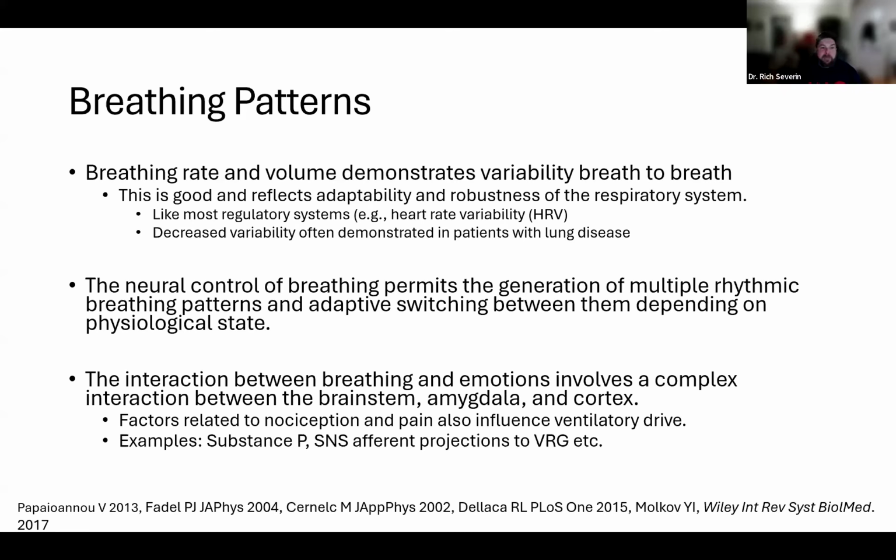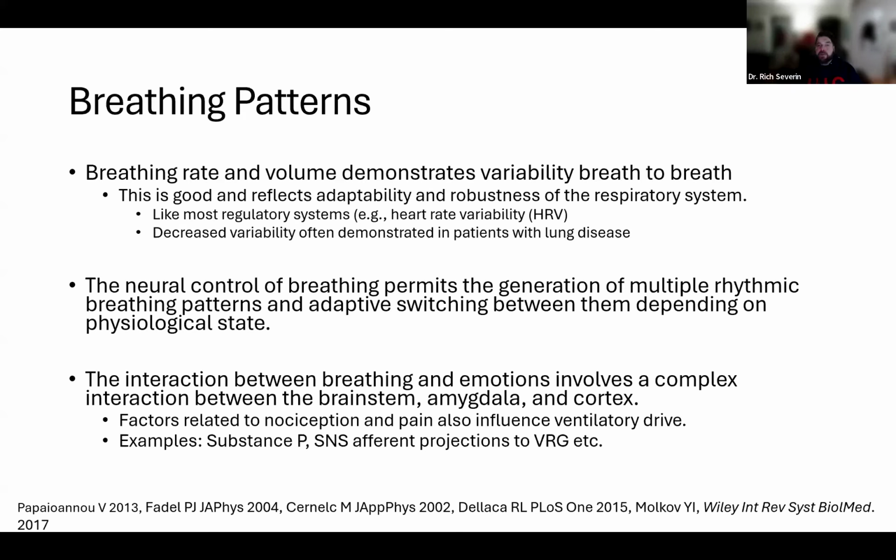indefinitely. Like the heart, right? A little bit of variability actually reflects good robustness of the system. It reflects adaptability. It's a stochastic system. And we're often finding that in patients with lung diseases or any disease, we see a loss of variability, or we see very wide swings in variability. Okay, so your neural control of breathing, because it has all these different sensory inputs and regulatory things, is always making slight adjustments here and there, depending on the state.